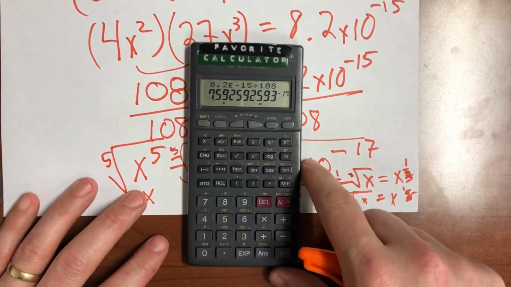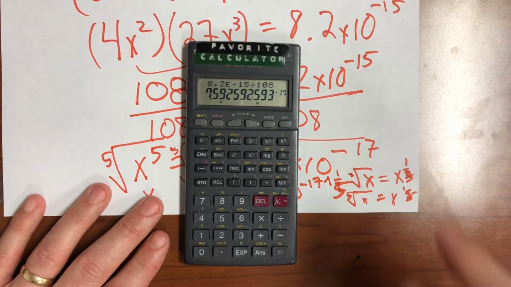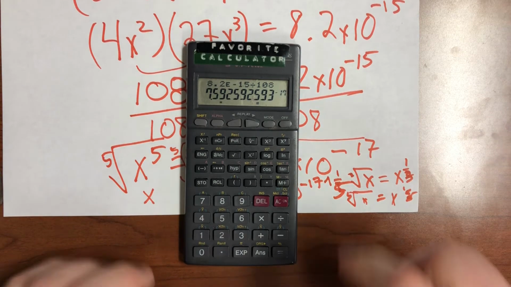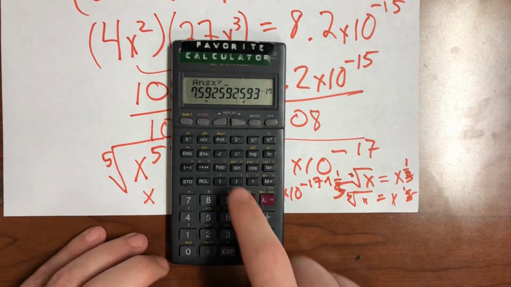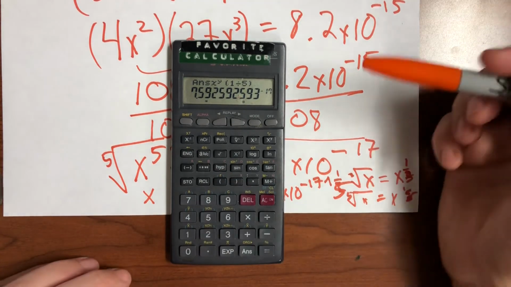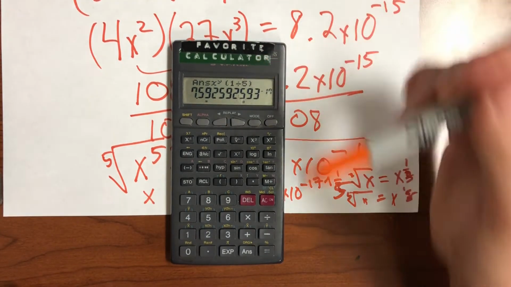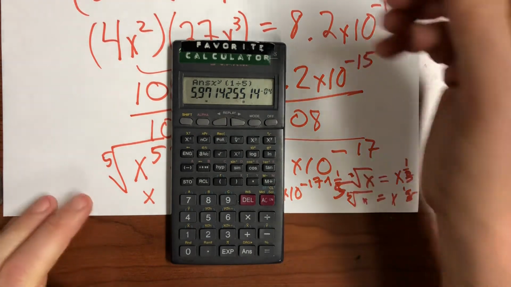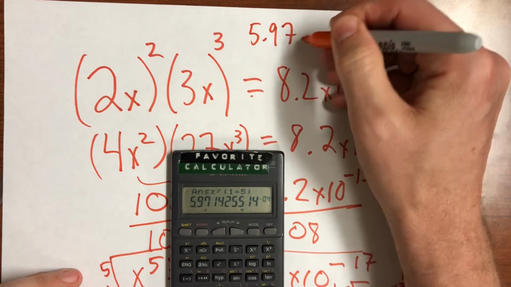So I have this number on my calculator already. For this particular calculator, there's the x to the y button here. So I can take that answer and raise it to the 1/5 power by putting a parenthesis, 1 divided by 5, close parenthesis, and that gives me 5.97 times 10 to the negative 4th, which is the right answer.